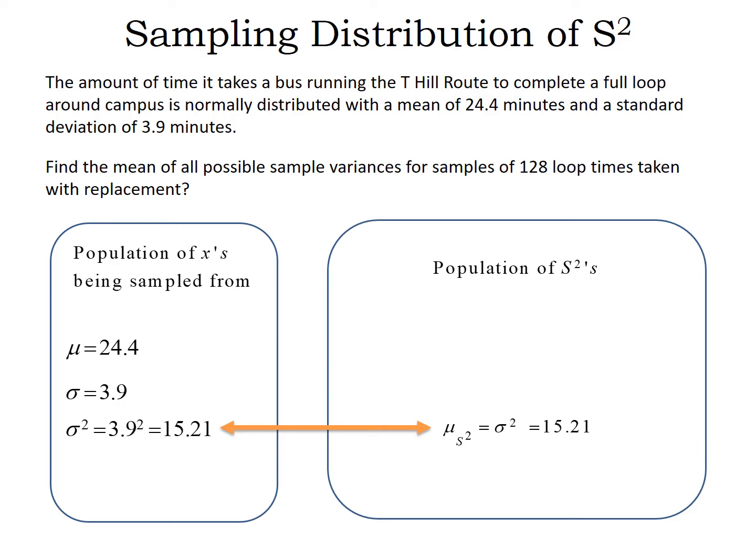Okay, so these two examples show you how to calculate the mean, variance, and standard deviation for x bar and the mean for s squared. And the next two examples are going to talk about how to find the mean, standard deviation, and variance of sample proportions, p hat.